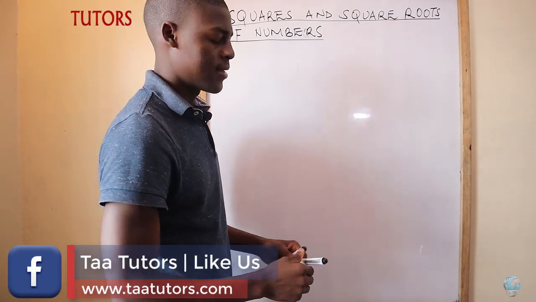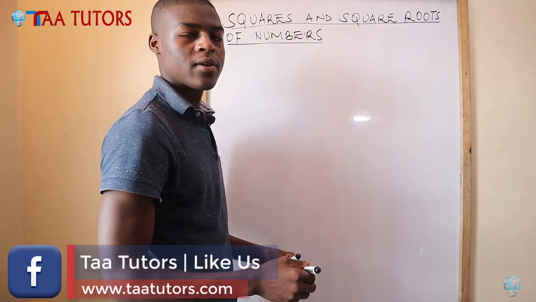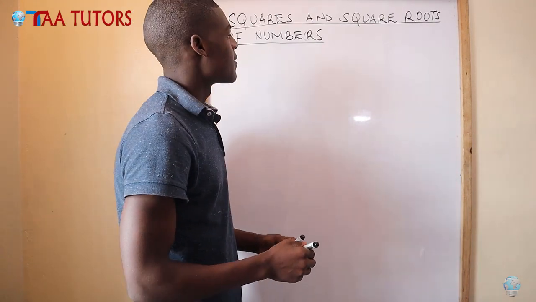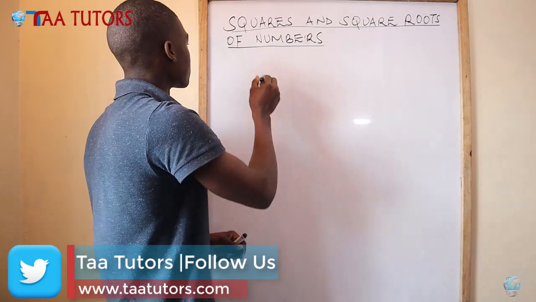After discussing place value and total value, we want to move to squares and square roots of numbers. And the first thing we are going to tackle is squares.